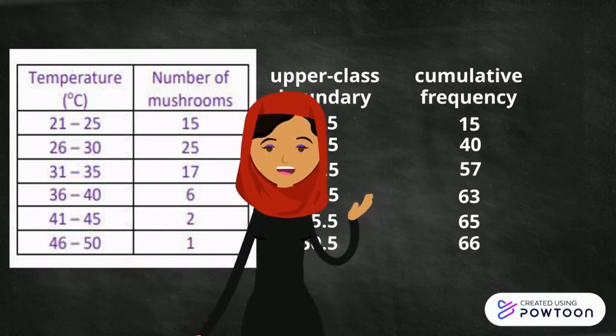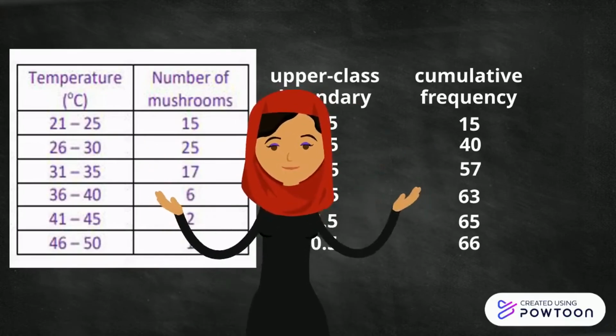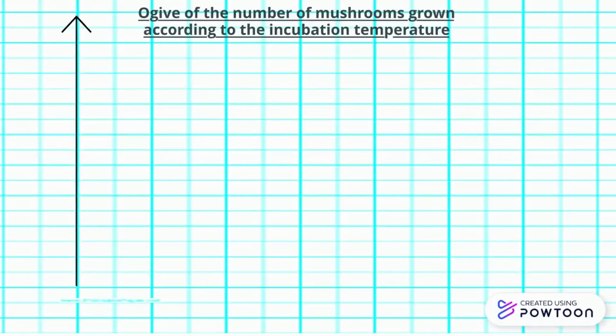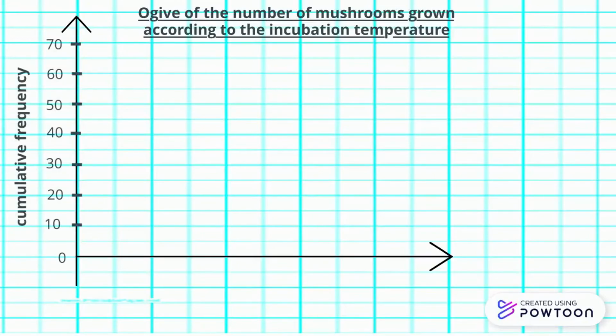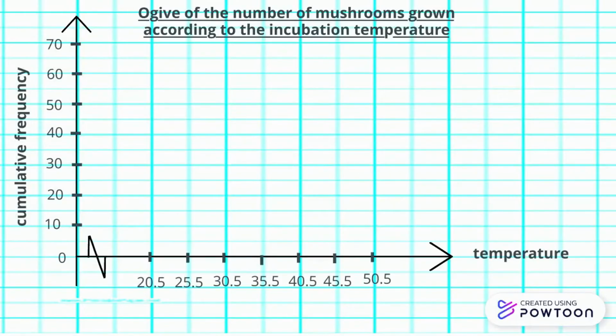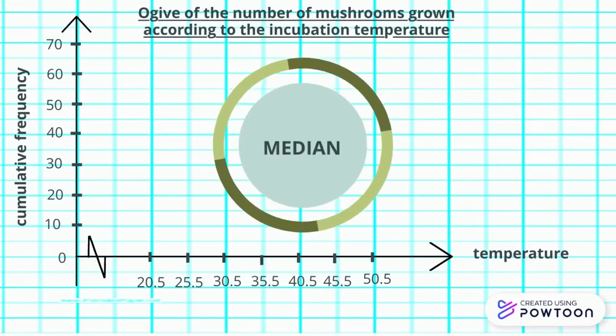Okay, without wasting time, let's sketch the graph. For vertical line, we need to set it as cumulative frequency, and the horizontal line, we set it as temperature. We need to set the upper class boundary at the horizontal line that we get. So that is how you sketch the ogive graph. But wait, we are not finished yet. We need to find the median.